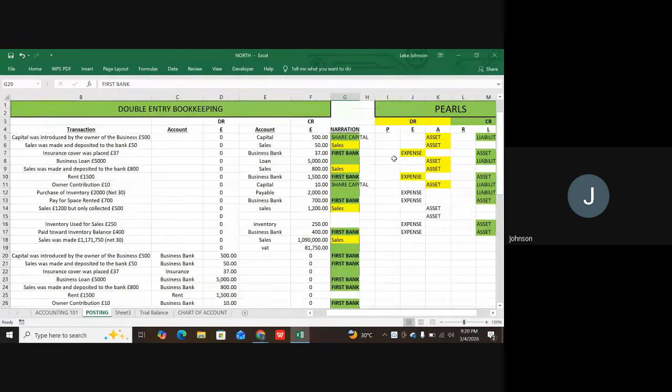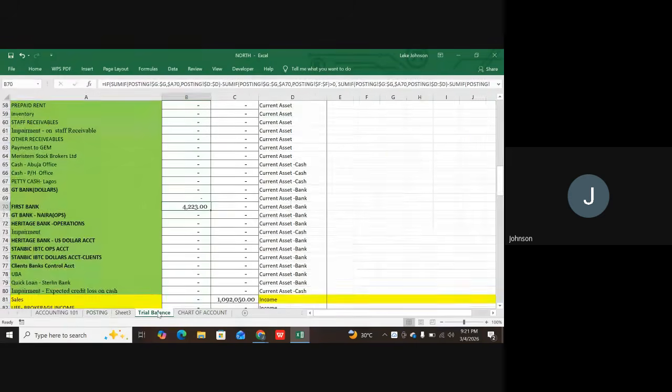What is the next narration? The next narration is our loan. So let me ask us, our loan, where does it belong? Does it belong to a balance sheet item, or is it a profit and loss item? Who can tell me? Balance sheet. Balance sheet, sir. Okay, so we come back to our trial balance.